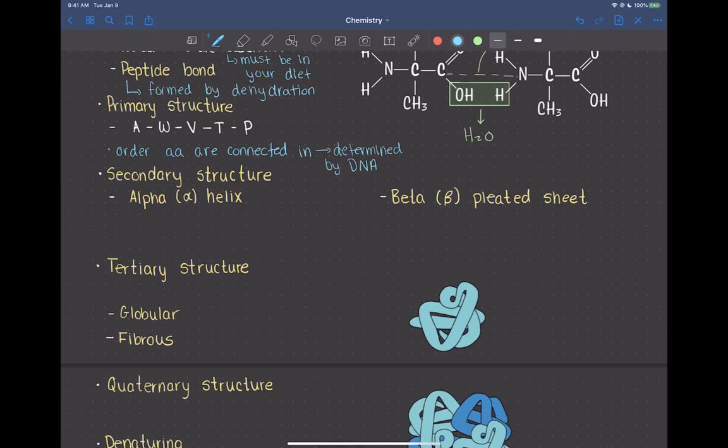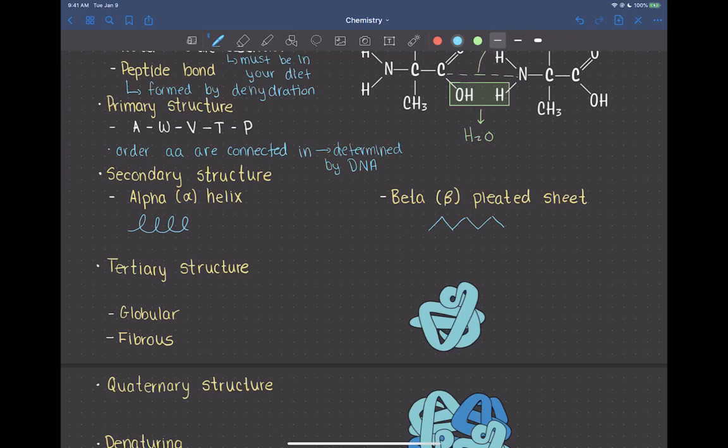All right, and they can form two different structures. So they can form an alpha helix, all right? And so that's gonna have kind of a spiral shape like that, an alpha helix. Or they can form a beta pleated sheet, which is kind of like corrugated cardboard or metal, right? This little pointy kind of wave, okay?